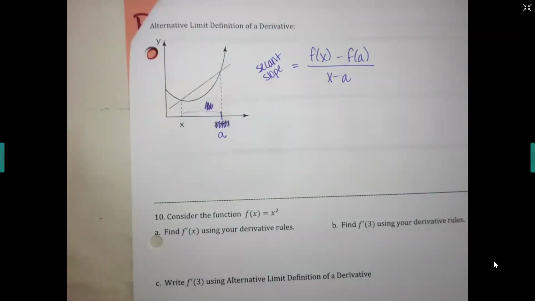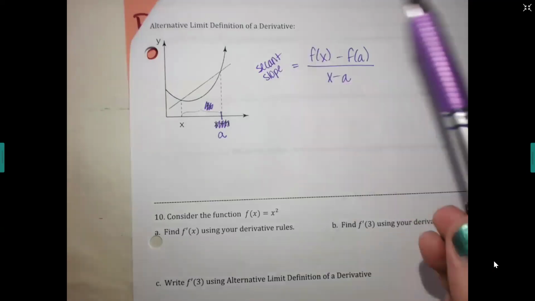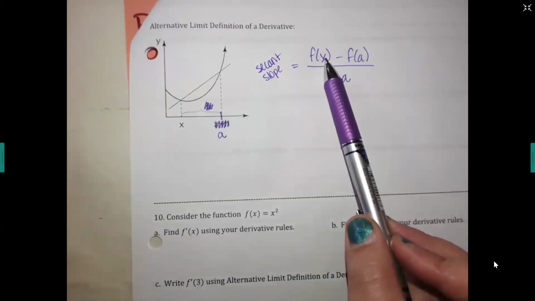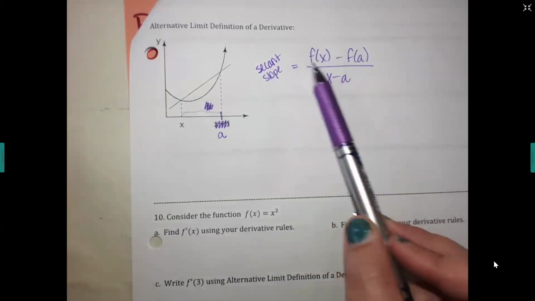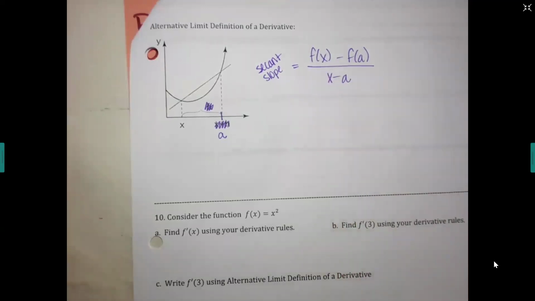Shouldn't it be the other way around? F of a minus f of x? That is a great point. When you are doing the slope formula, it actually doesn't matter which way you subtract, and they're going to put f of x in the front for this one.